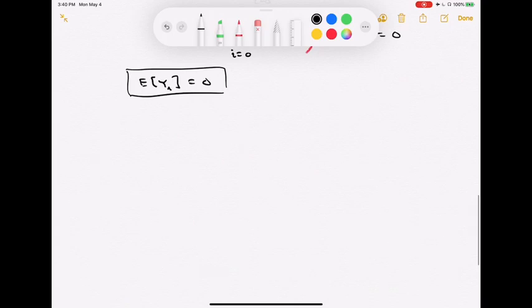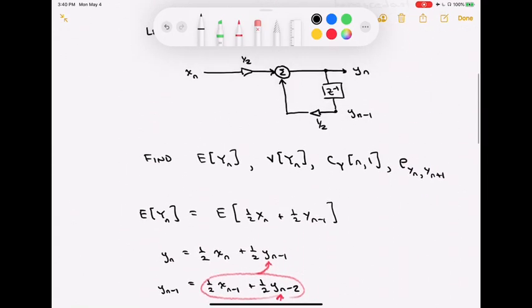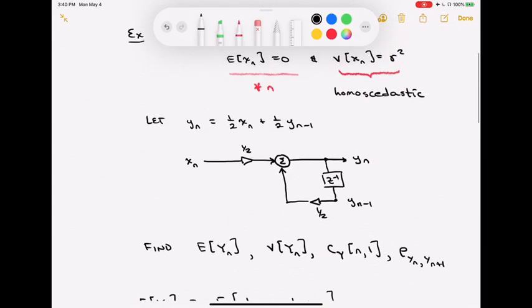How about the variance? What happens to the variability of the output process, and how might that compare to the input process? We know that the input process has a variance equal to sigma squared. That variance equal to sigma squared is reflective of the variability of that input stochastic process.